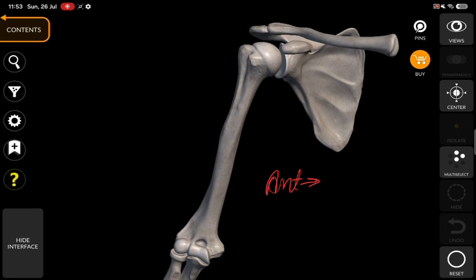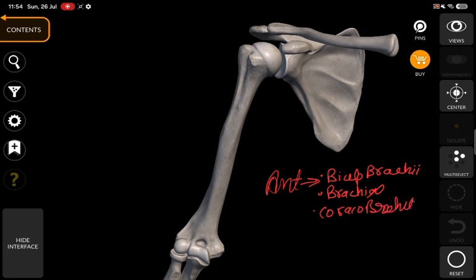So the muscles it contains are biceps brachii, brachialis, and coracobrachialis. Okay, now we have to know the origin and insertion and nerve supply of all these muscles with their action, which is mainly flexion, and we won't be focusing more on the function, but rather the overview.